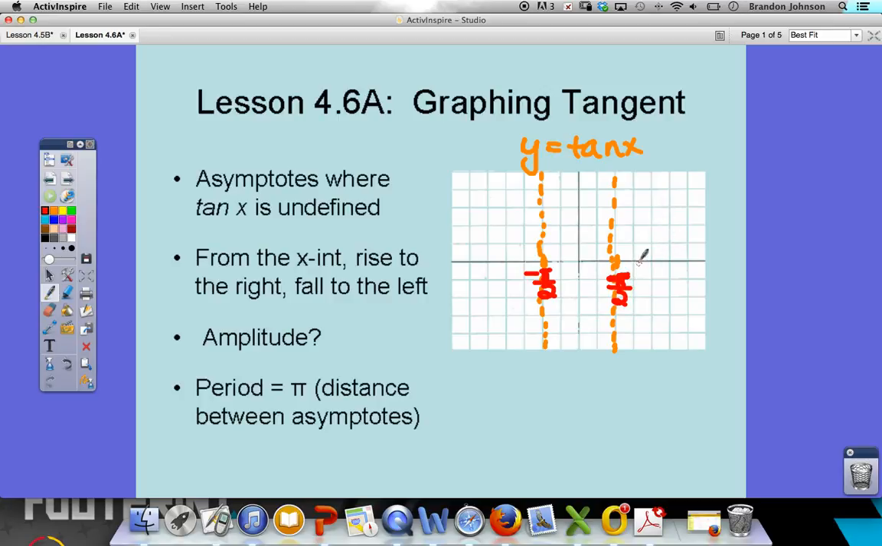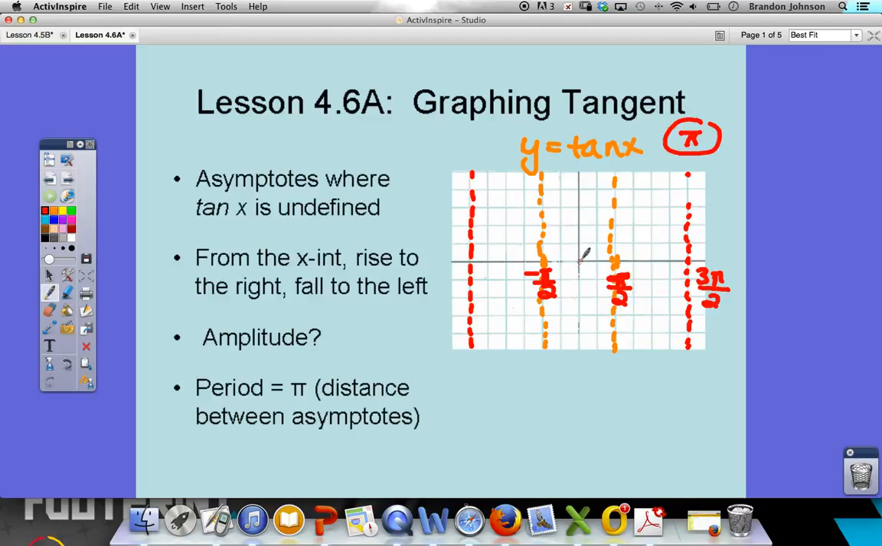Since between the two asymptotes is pi, our period for y equals tangent x would be pi. That's very, very important. Remember, sine and cosine is 2 pi, whereas tangent of x, traditionally, will end up being just pi. So if I were to repeat this, I would do it over and over again. This time, if I added pi, I'd have 3 pi over 2. And obviously, on the left side, I'd have negative 3 pi over 2. So notice, within a regular tangent of x graph, it would be pi over 2 to the right and negative pi over 2 to the left.